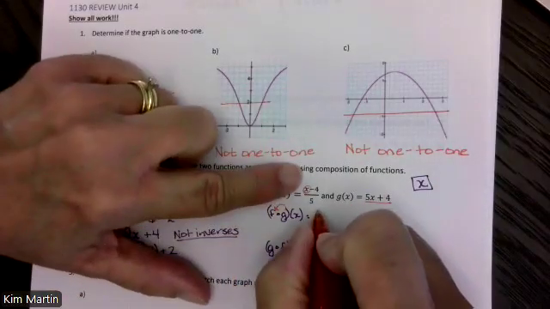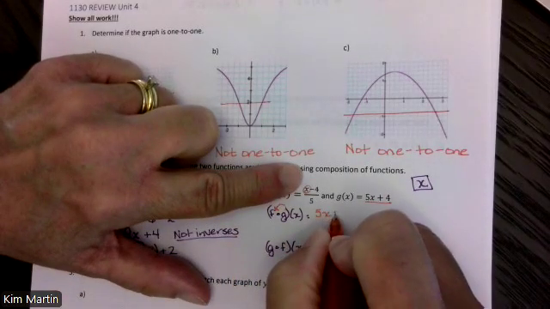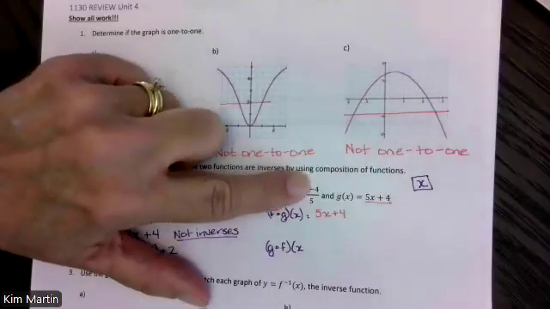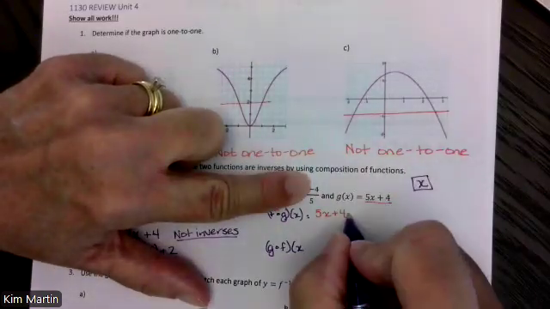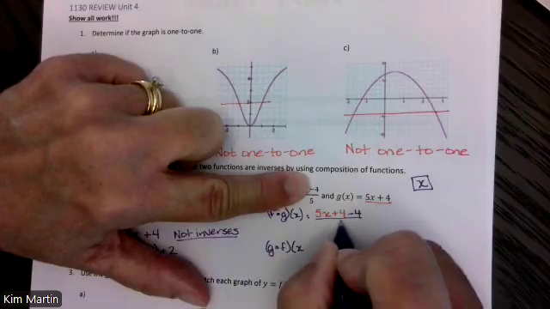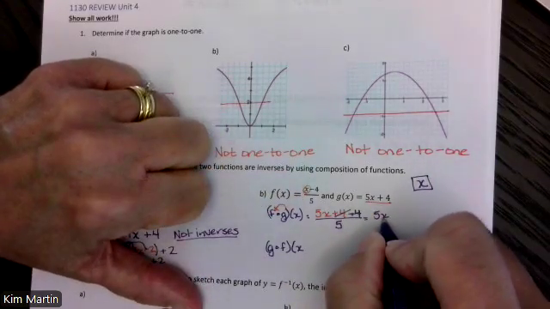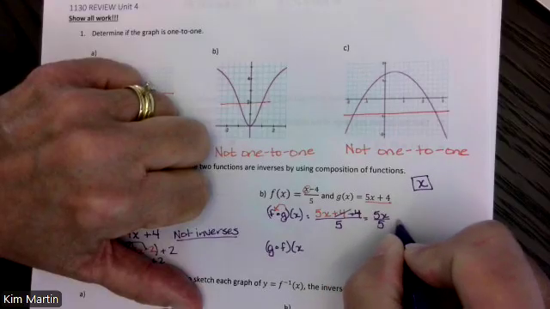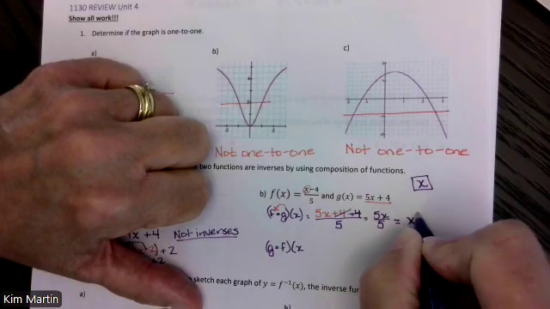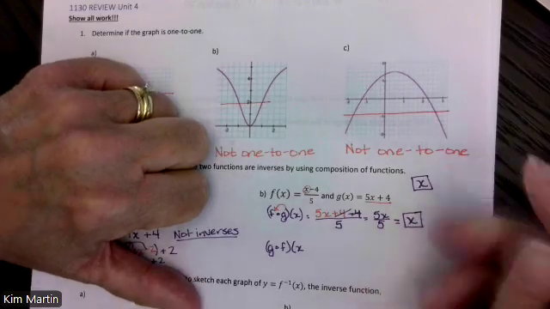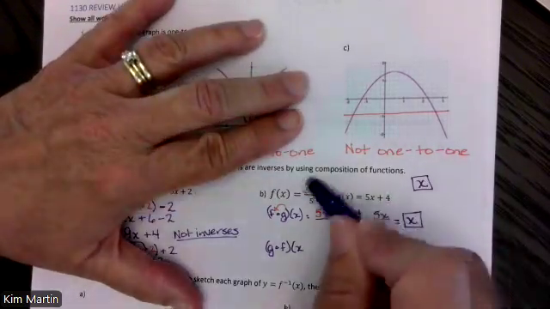So I take out my x and I put 5x plus 4. I still have my minus 4 all over 5. That cancels, so I have 5x over 5. Well, 5 divided by 5 gives me 1x or just x. So far, they're inverses.